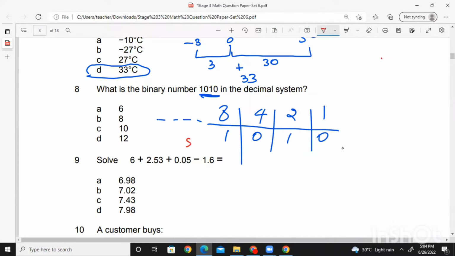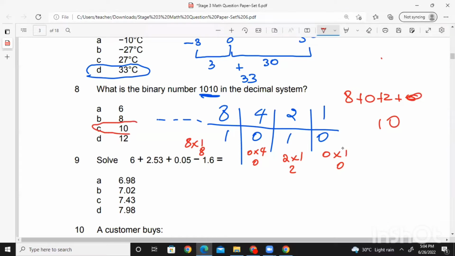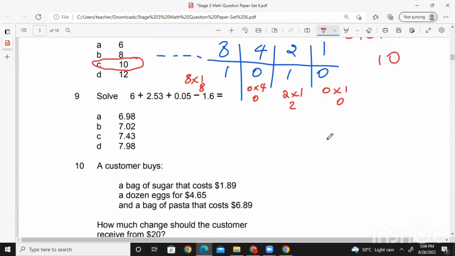So this is 8 times 1, and that is 8. This is 0 times 4, this is 0. This is 2 times 1, that's 2. This is 0 times 1, that's 0. So we're going to be adding all of these. So you're talking about 8 plus 0 plus 2 plus 0, and that is 10. So definitely we're looking for 10 as our answer in this. There it is. So we have 10, very good.